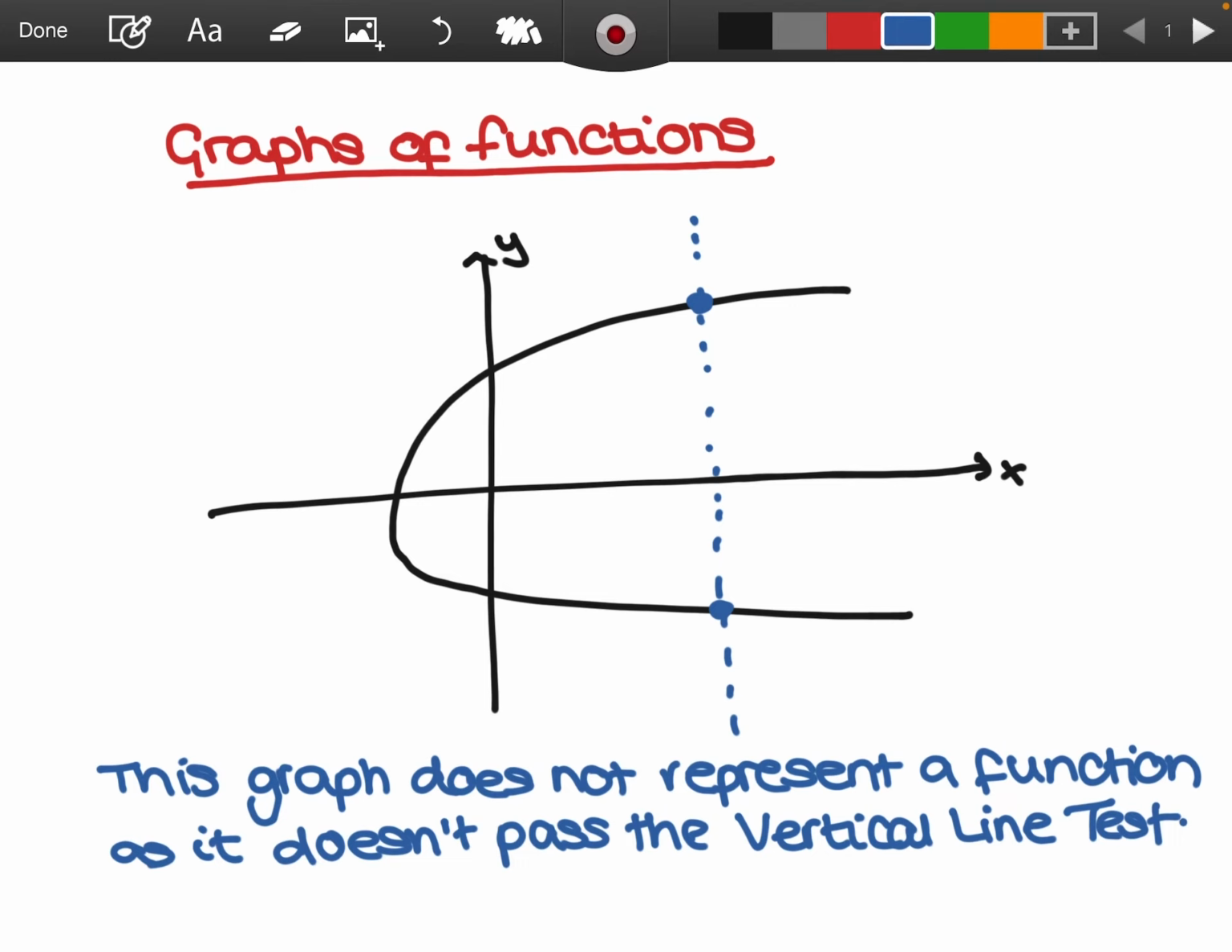Now, as we said, this is because for some x value, it doesn't matter for how many x values, as long as this is the case for at least one x value. If you get two or more different y values for a given x value, you therefore know that it is not a function. It does not pass the vertical line test. So for each x value, we should have only one y value.